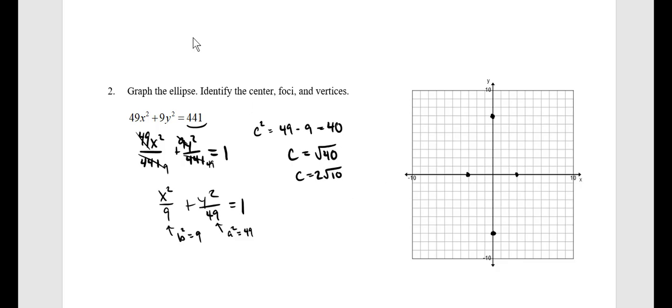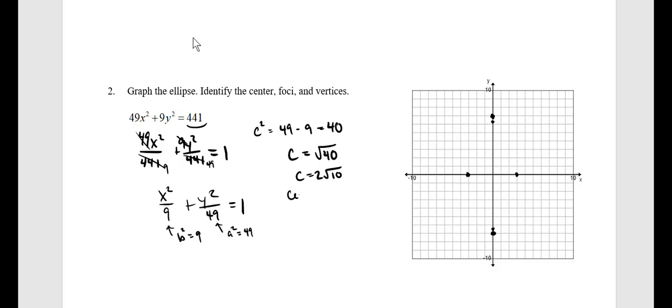So it's somewhere up here and somewhere down here. The c values are very close to the a values in this case. 40 is very close to 49. And so we have all our information.